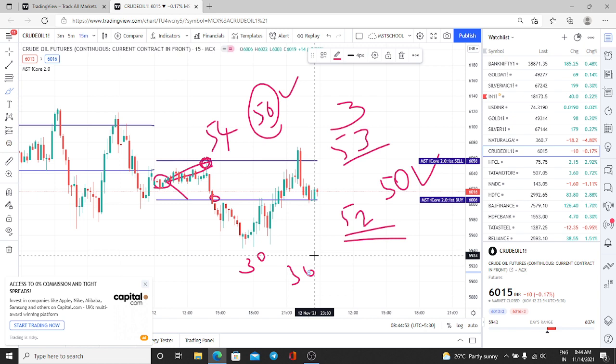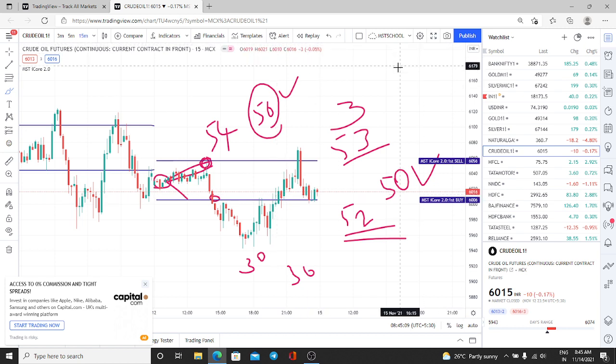So 300 rupees to 500 rupees you can keep in all the scripts, because we are expecting the market to react to our support and resistance, but it is not compulsory for the market to come back to us. 1 or 2 days it will happen like this. So hope it is clear.